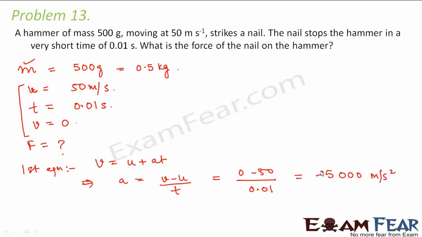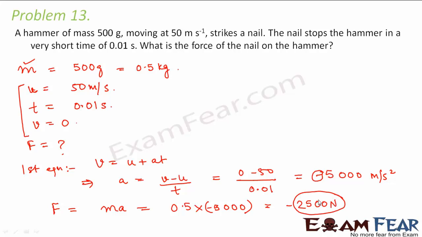So this shows that this is retardation, that is negative acceleration. The velocity of the body is gradually decreasing. So now let us calculate the force, which will be mass into acceleration, that is 0.5 into 5000. So this comes out to be minus 2500 newtons. So this is the force exerted on the hammer. The negative sign shows that the direction of force is opposite to the direction of motion of the hammer.